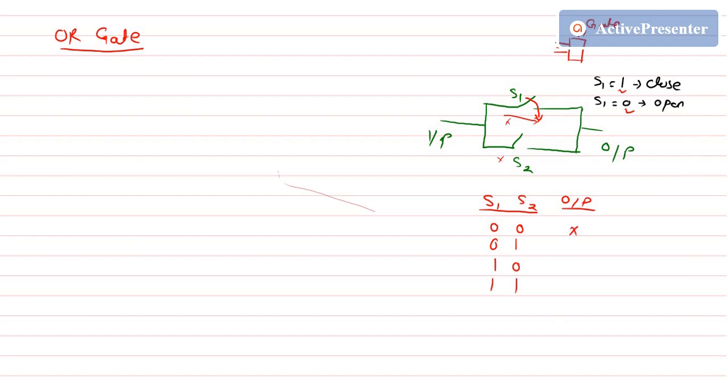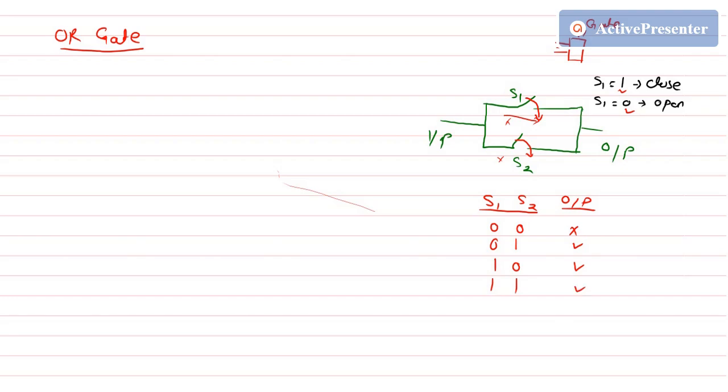Next, suppose you have 0 1. 0 1 means your S1 switch is open and S2 switch is closed. S2 is in closed condition, it can transfer the signal and you will get an output. Similarly, if the case is 1 0, it means S1 is closed and passing the signal but S2 is not, then also you will get an output. And in the last case, if both the switches are closed, then the signal will pass through both the switches and you will get an output.